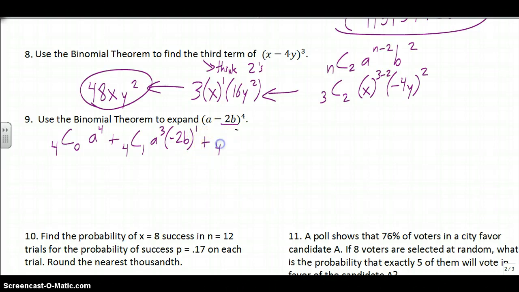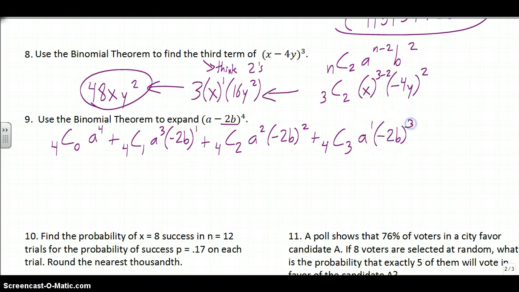Plus 4 combination 2. Kick a down a power, bring the other part up a power. It's weird to call this a b because it has a negative 2b already in it, right? 4 combination 3. A goes down a power, a to the first. The b part goes to the third power now. And then 4 combination 4, finally the b is just all the way to its maximum power. Now we just have to figure all these out, right?